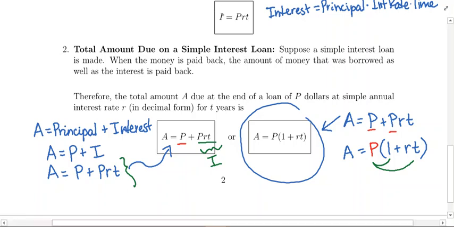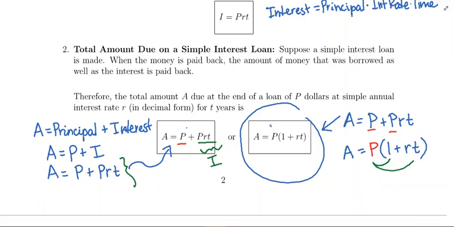So you're either going to use I equals PRT, or you're going to use A equals P times 1 plus RT. And again, you could use this version instead of this version, just whichever one you like better. In a few minutes, I'm going to talk about how you recognize a simple interest problem. I'm giving you a word of warning right now.